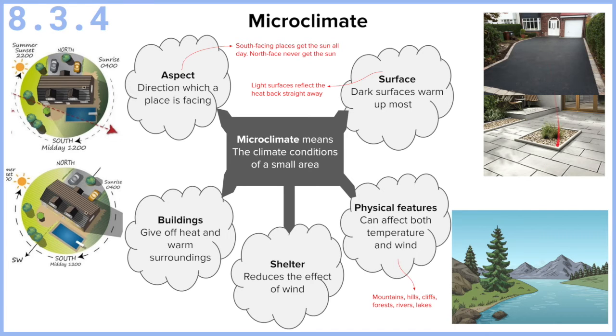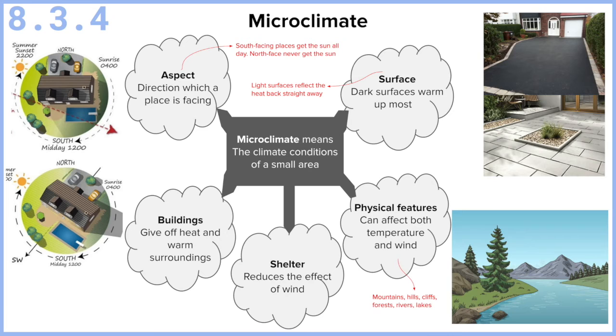So in these two examples, this driveway will be warmer because it's darker coloured than this pavement, which is lighter coloured. And again, if we were thinking about things in school, the actual car park itself is made of tarmac. So if you put your hand on that, that would be warmer than the pavement that you walk on to get into the school building, which is a lighter colour.